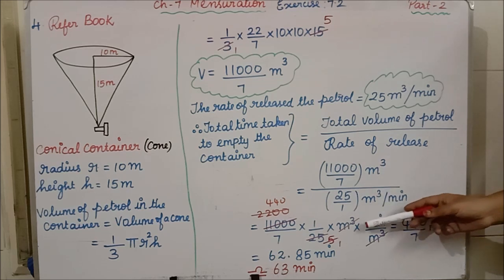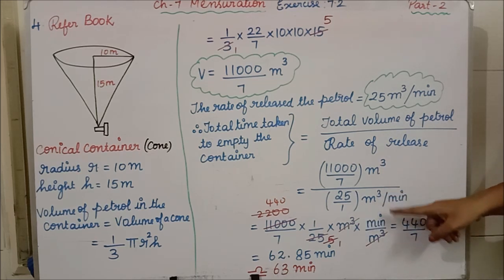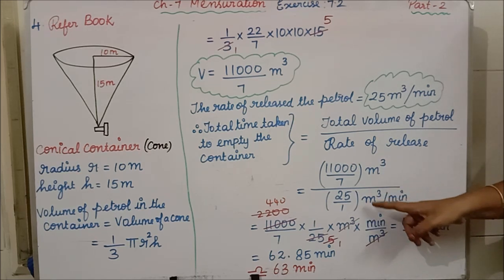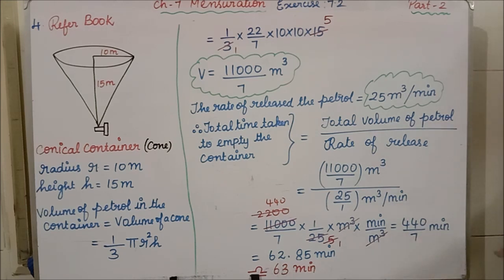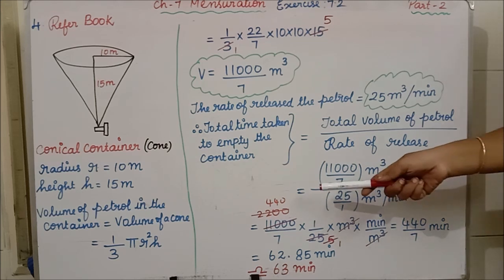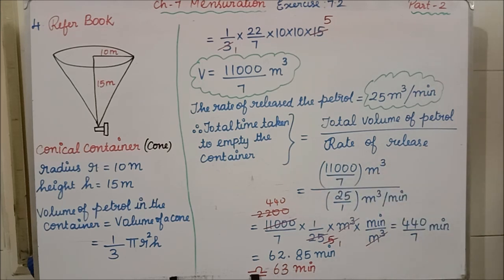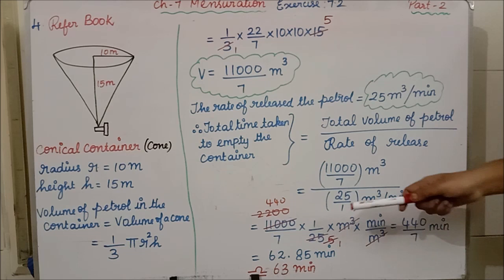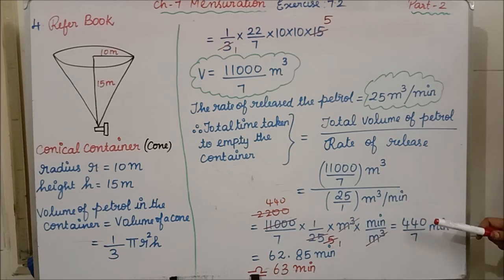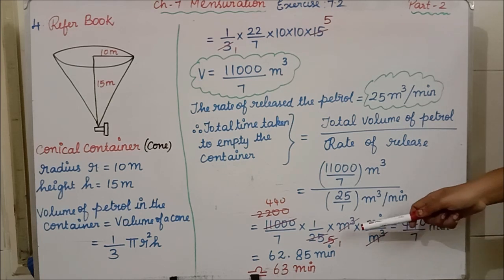This meter cube, I have written meter cube by minute, no? So this also will become the reciprocal, so minute by meter cube. Clear all of you what I am saying? So 11,000 and 25 I am cancelling. After cancelling, I am getting 440 in the numerator, minute alone, divided by 7. So if you divide 440 by 7, what answer am I getting?